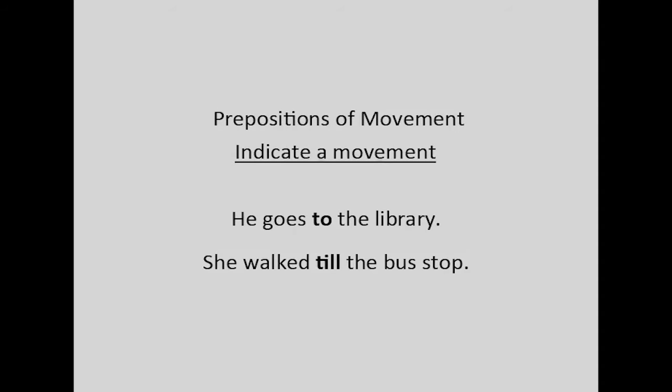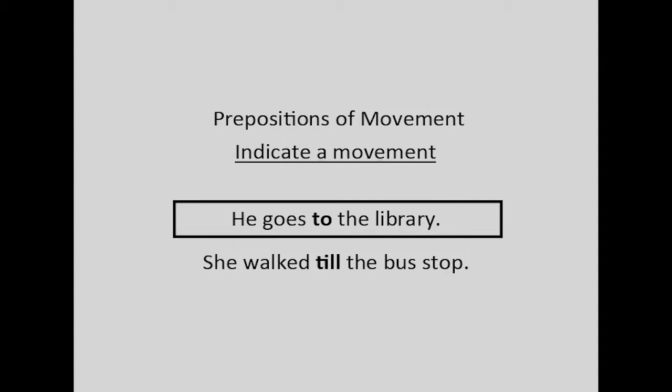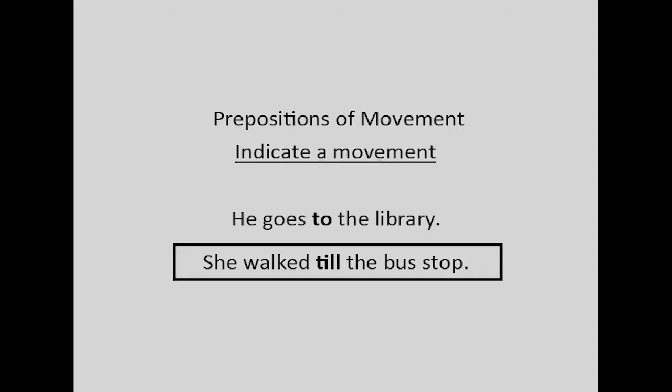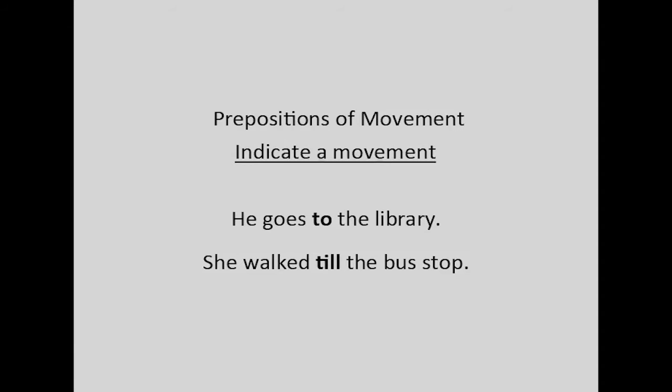And as the name suggests, prepositions of movement are those that indicate a movement. In the sentences, he goes to the library or she walked till the bus stop, the prepositions to and till imply a displacement. As always, there are some examples that cannot be classified.